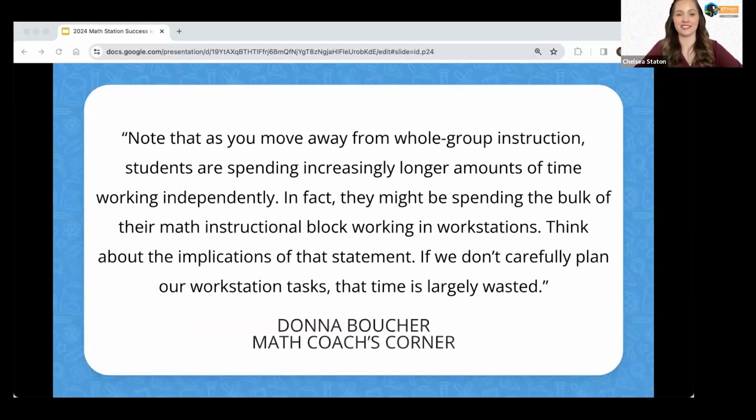I am going to read this quote because I love it so much, which if you don't follow Donna Boucher at Math Coaches Corner, she is phenomenal. It says, note that as you move away from whole group instruction, students are spending increasingly longer amounts of time working independently. In fact, they might even be spending the bulk of their instructional block working in workstations. So think about the implications of that statement. We don't want stations to be a waste of time for them. For us, it's not busy work. It's things that they are learning from, and it's got to be intentional.